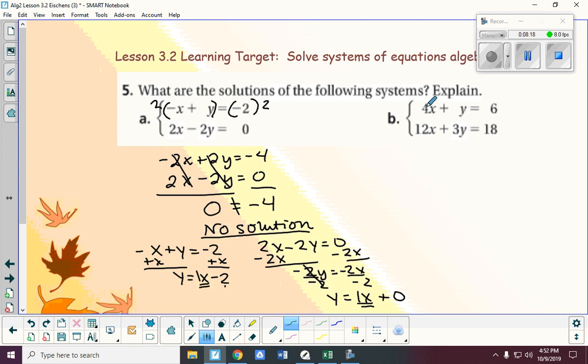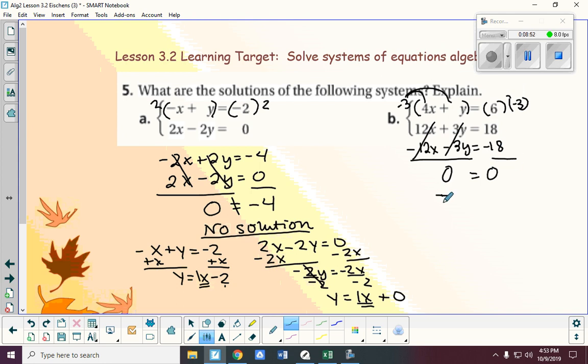So in the next one, you'll maybe notice that if you multiply the first equation by 3, you would have the same equation. So let's just try that. And actually, let's multiply by negative 3. Let's say we were just going to try to cancel out the x's. So we would have negative 12x minus 3y equals negative 18. Right? So now if you add those together, this cancels and this cancels, so you have 0. This cancels, so you have 0, which is true.